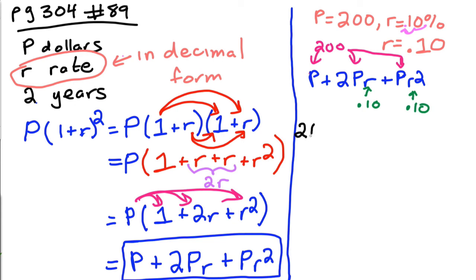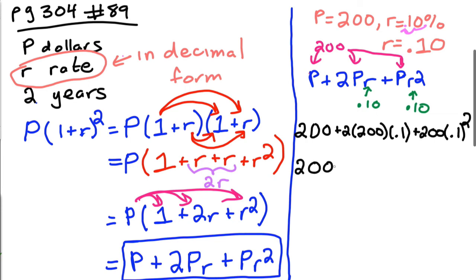So I'm going to have 200 plus 2 times 200 times 0.1, I'll write it 0.1 to make sure I have enough room, plus 200 times 0.1 quantity squared. So that's all I did. I plugged in the numbers into my polynomial. And then I start simplifying.